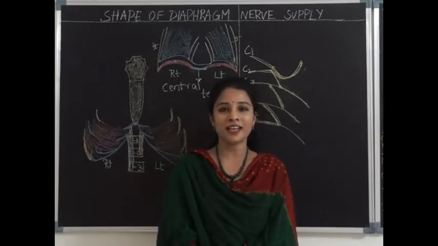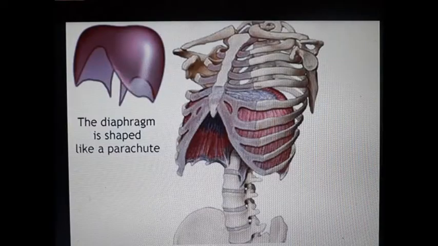Today's topic is the diaphragm. The diaphragm is a dome-shaped structure, a musculoaponeurotic partition separating the thoracic cavity from the abdominal cavity. It has two domes, the right dome and the left dome, which are connected by the central tendon of the diaphragm.